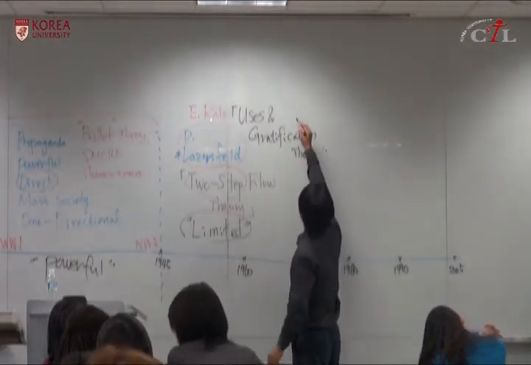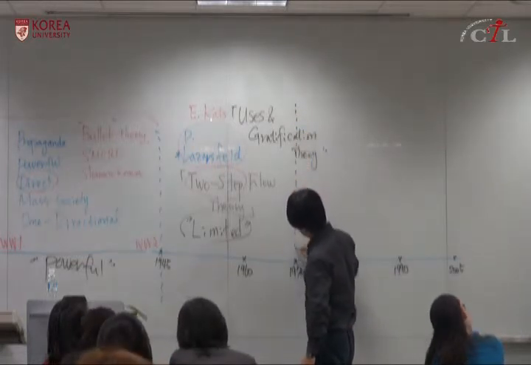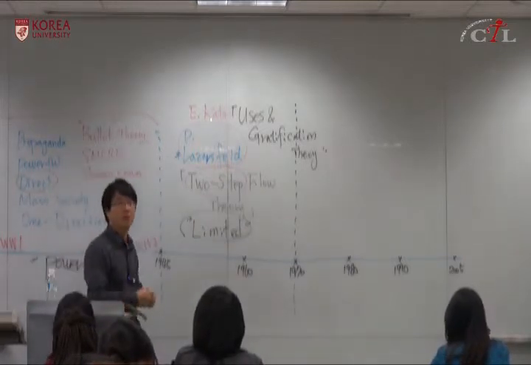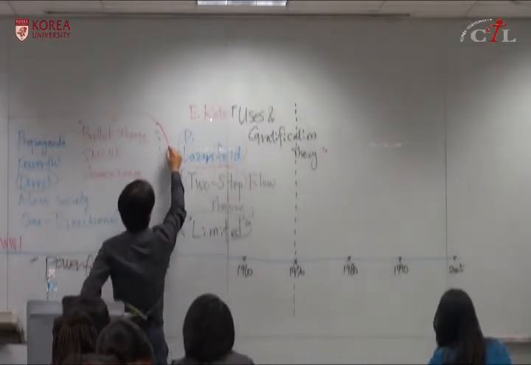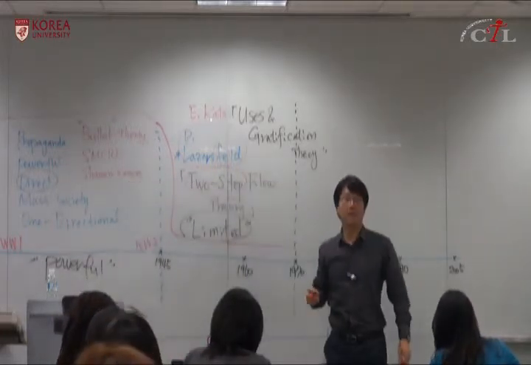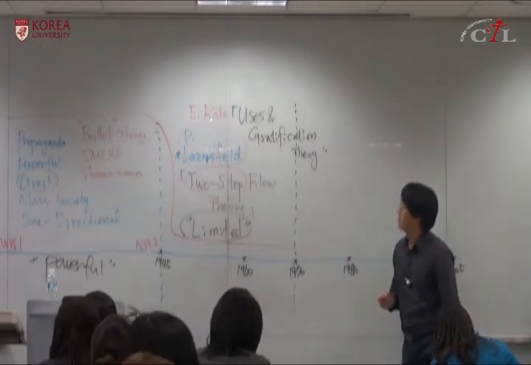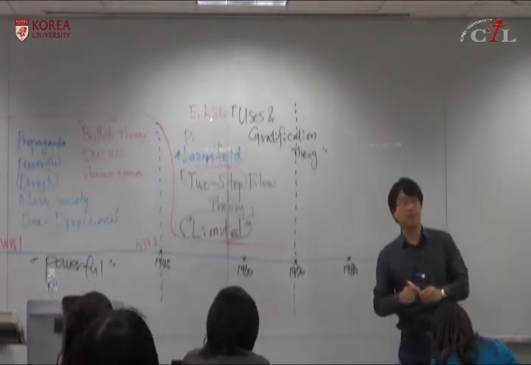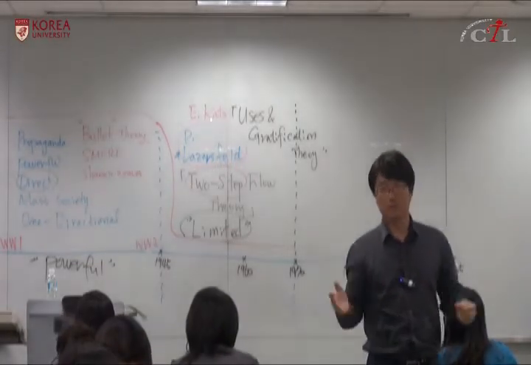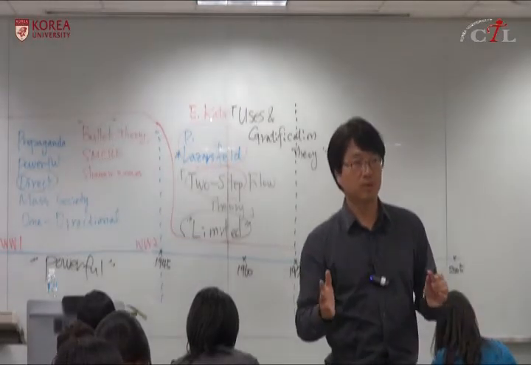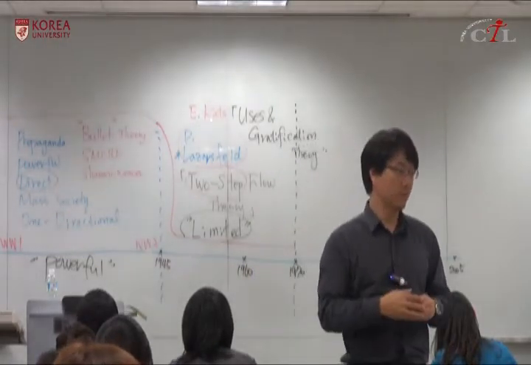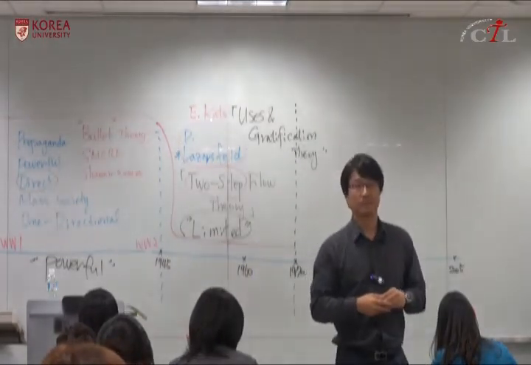Okay, probably in the 1970s, the effect size quite drops from the very powerful to like this. Very limited effects like this. But still remember Paul Lazarsfeld and Elihu Katz. Uses and gratification theory and Lazarsfeld's two-step flow theory are important examples of media effects theories during that time period.